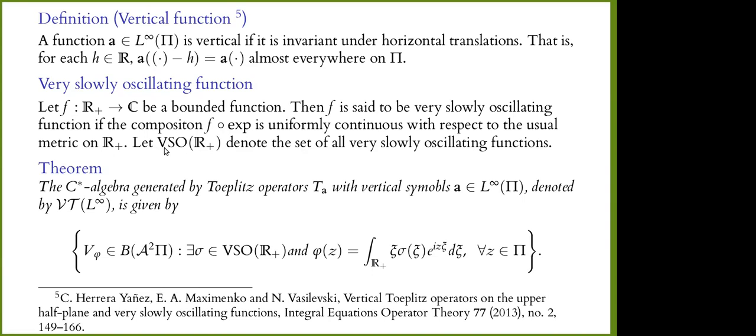So using their result and using the integral form of the Volterra operators, what we could see is we can explicitly give the integral representation for operators in the C-star algebra generated by Toeplitz operators T A with vertical symbol A. And they are precisely all those V phi belonging to B of A2 pi, such that there exists sigma coming from V of R plus, such that phi and sigma satisfy again the same relation.